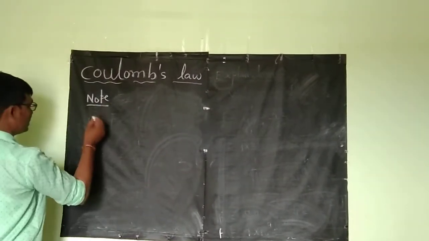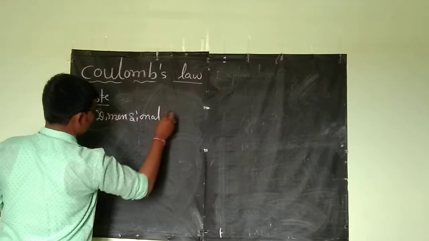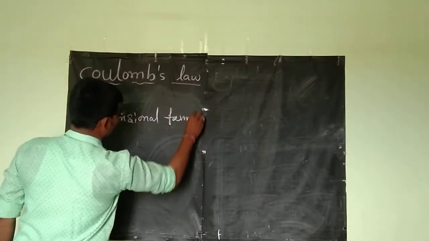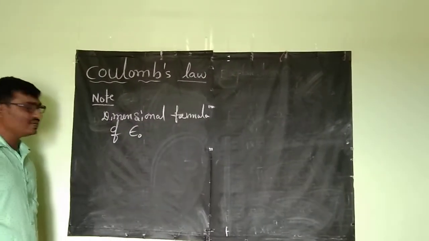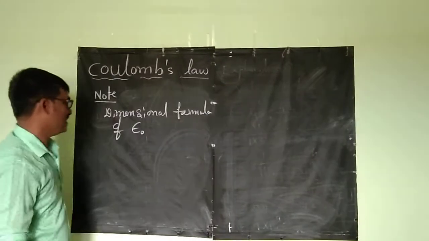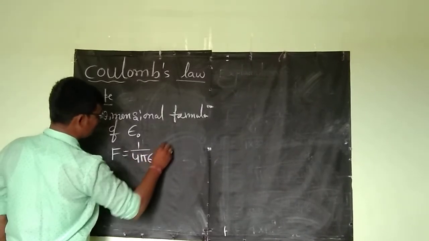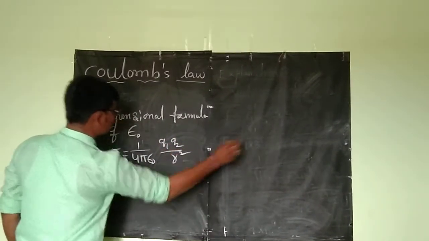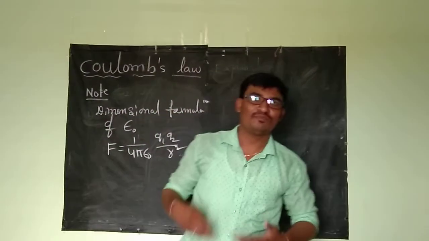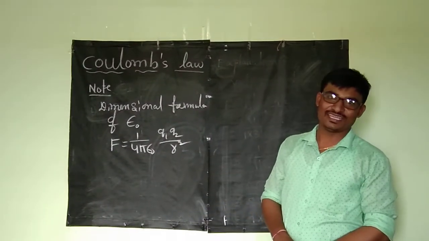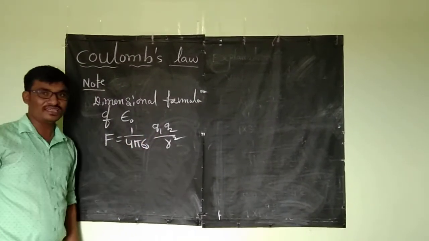Okay, now the next concept, dimensional formula of epsilon naught. Epsilon naught means what? Permittivity of free space. Again we know the formula, right? F is equal to 1 divided by 4 pi epsilon naught q1 q2 divided by r square. This formula will stay with you through the two chapters of electrostatics, right? You have to remember this: F is equal to 1 by 4 pi epsilon naught q1 q2 divided by r square.